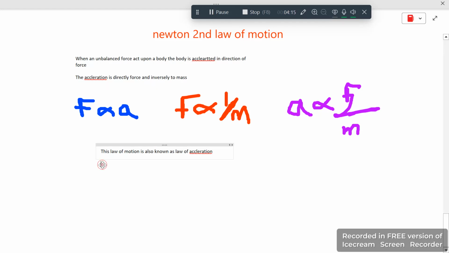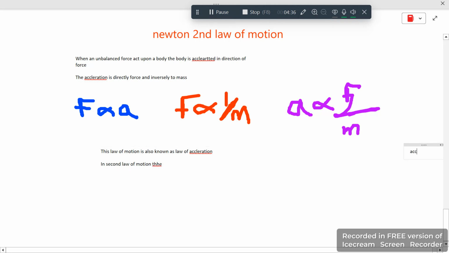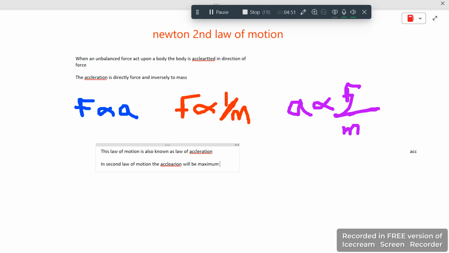Another point: in the first law of motion the acceleration would be 0, so in the second law of motion the acceleration would be maximum. Okay, so these two words are important, and Newton's second law of motion can also be called the law of acceleration, whereas the first law was the law of inertia.